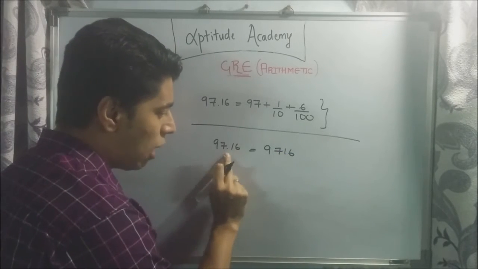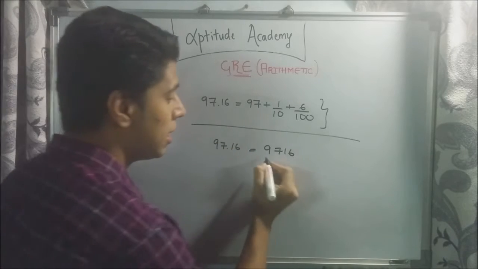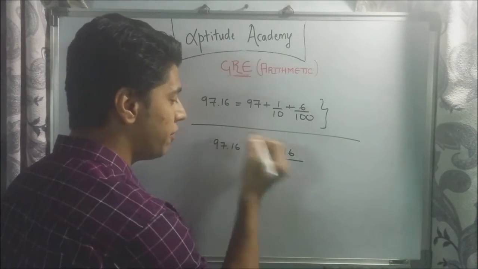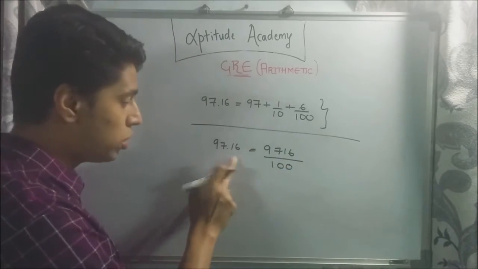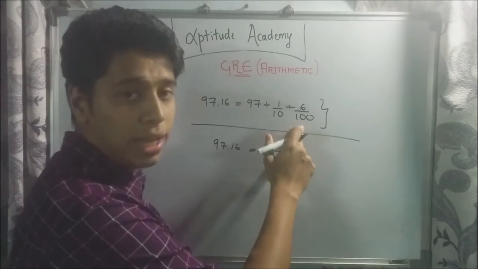After the decimal point, how many digits are there? You count them. After the decimal point, you have 1 and 6, so we have 2 digits. So 1 followed by the number of digits as zeros: 2 digits, 2 zeros. And then you simplify this.